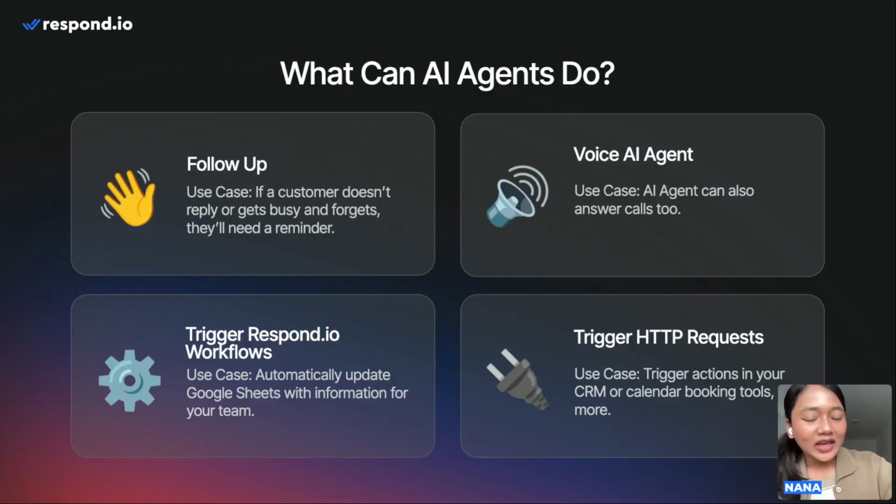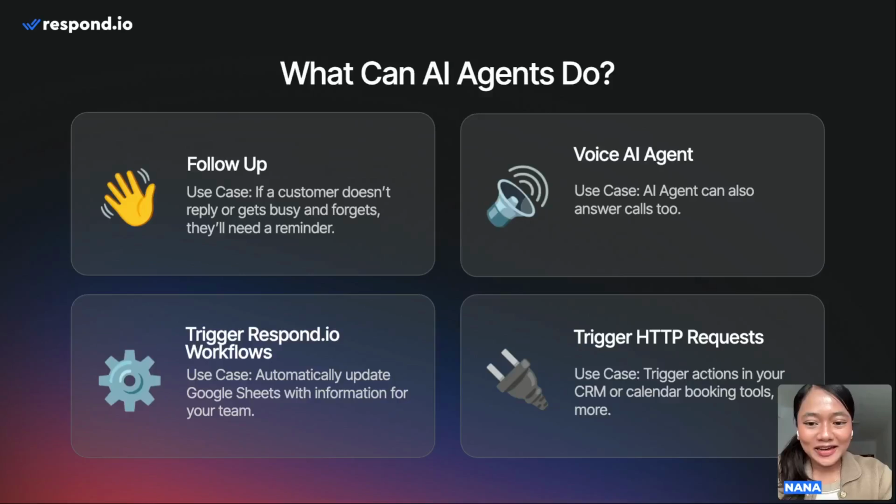Now, additionally, it can also work as a voice AI agent. So businesses can also use AI to answer calls. For example, if a lead prefers calls instead of chat, or if your team is busy handling a high volume of messages, the voice AI agent will be able to handle that by answering the call, collecting the customer's intent, and helping them escalate or qualify the inquiry before a human needs to step in.